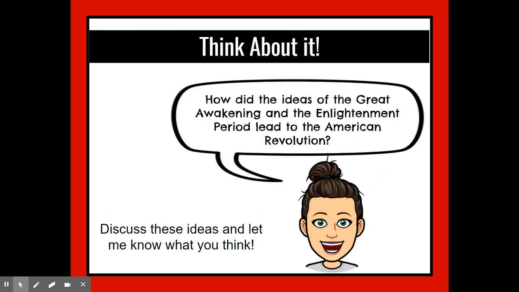So, thinking about it, how did the ideas of the Great Awakening and the Enlightenment period lead to the American Revolution? As we get further into our studies, we are going to see that several of the things we've discussed thus far are going to cause people to develop their own thoughts and ideas. So think about this question, discuss these ideas, and let me know what you think. And as we learn a little bit more, we will see how the Great Awakening and the Enlightenment period are going to lead to the American Revolution.